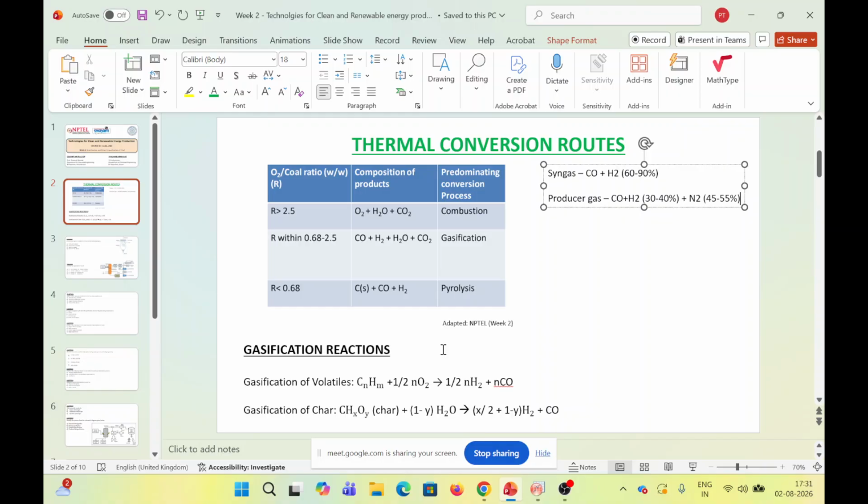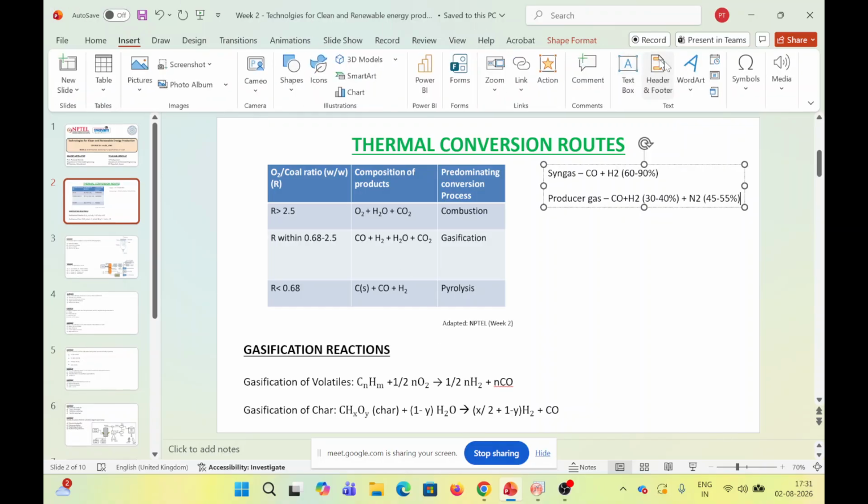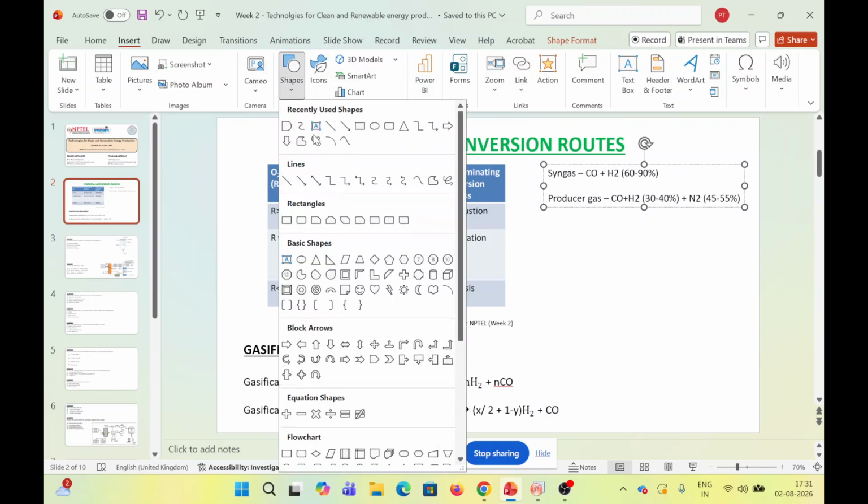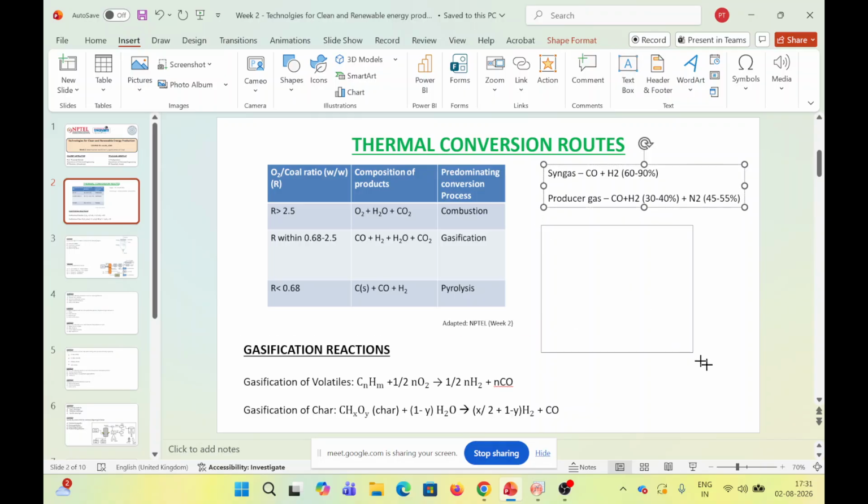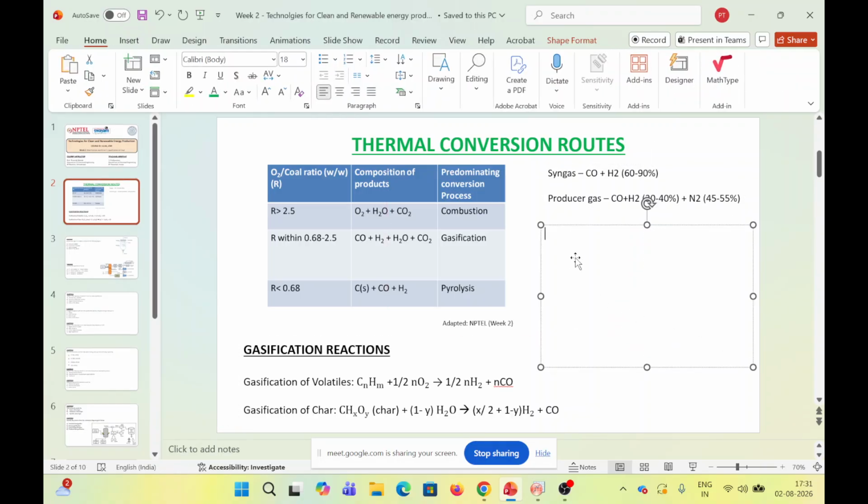So majorly the advantages of gasification: it is basically used for reducing the CO2 emission. It produces accurate combustion control, high thermal efficiency, and compact equipment requirements. Let me quickly jot down that list here. This is something you need to keep in mind, because sometimes there are chances that these kinds of questions may come up in your assignment.